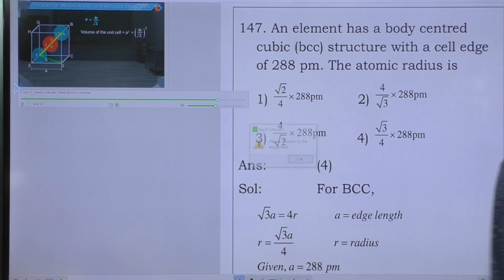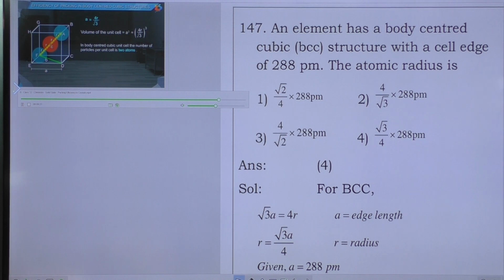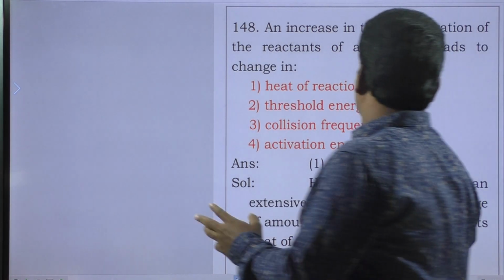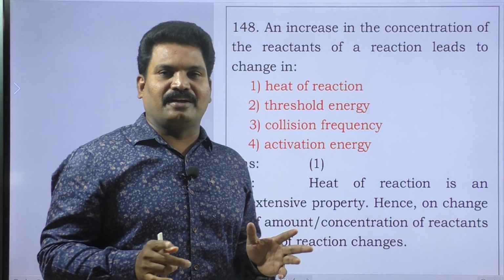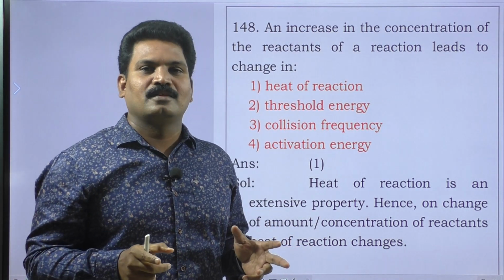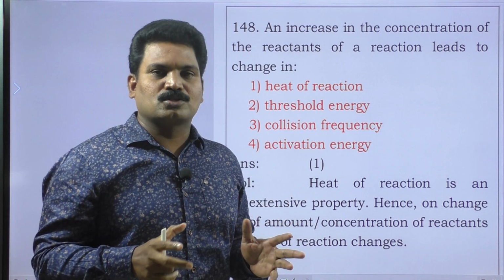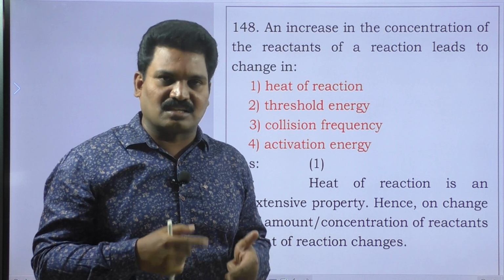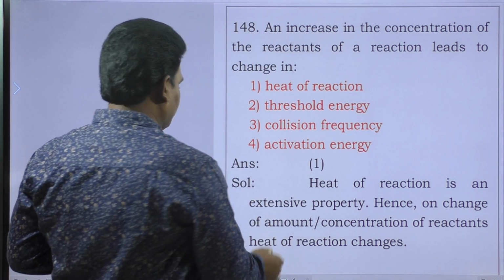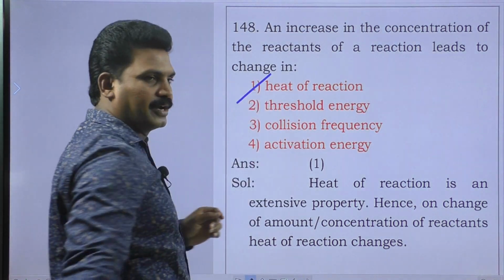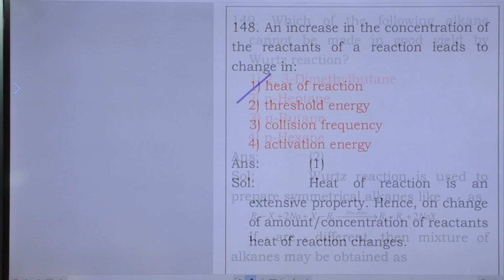Next one, question number 148. An increase in the concentration of reactants leads to a change in heat of reaction, as heat of reaction is an extensive property. Extensive properties depend upon the amount or quantity. So when the amount or concentration of reactants changes, heat of reaction also changes. So the answer is the first option, heat of reaction. Okay, and then go to question number 149.